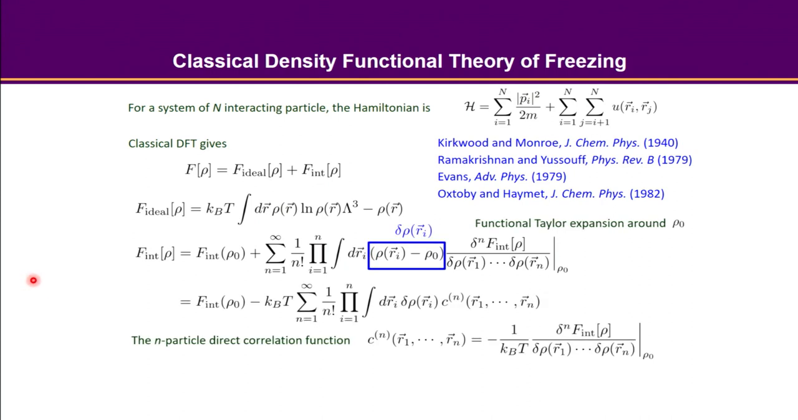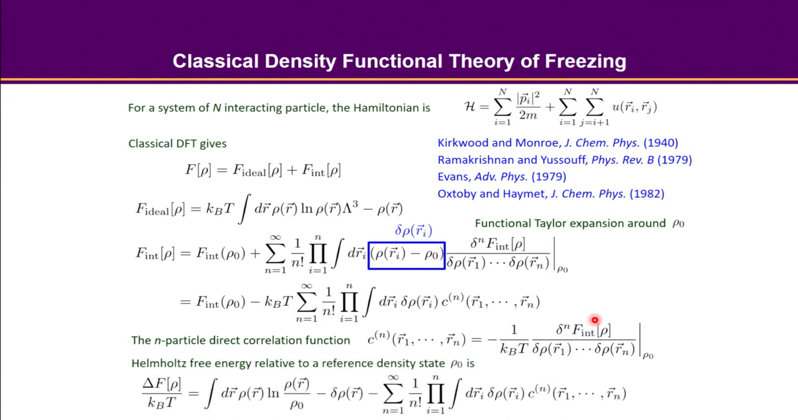Because of the interaction, you are expecting the free energy to contain the information of how the particles interact with each other. So generally, the free energy can be written in terms of a summation of these correlation functions, either the 2, 3 or 4-point. In theory, you should sum all sorts of these correlation functions, okay?